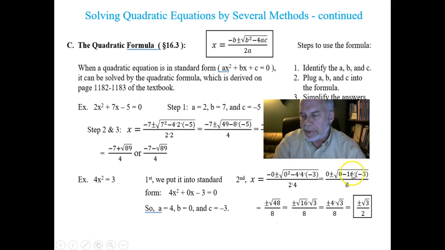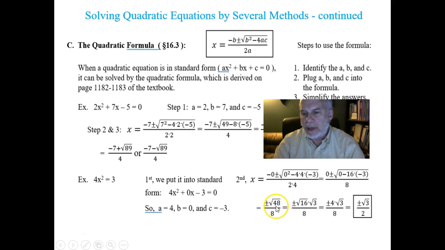Now, I would do this multiplication, always do multiplication first. So negative 16 times negative 3 is positive 48. And then you have 0 plus 48. So just basically 48 inside the square root. So you have 0 plus or minus square root of 48, or in other words, just plus or minus square root of 48 over 8.